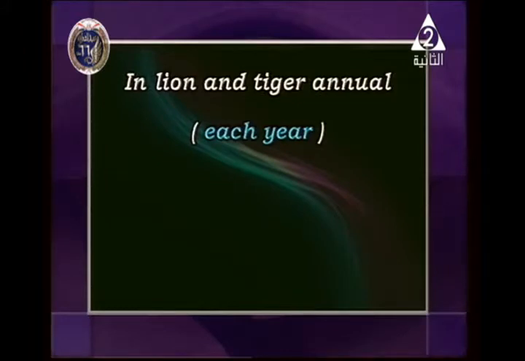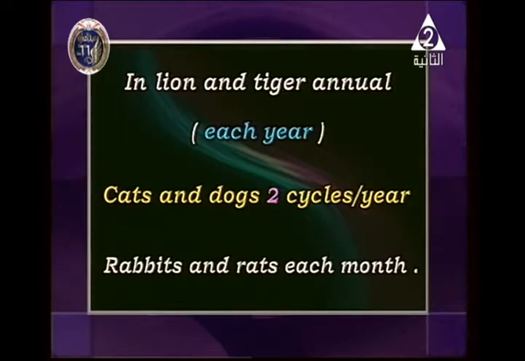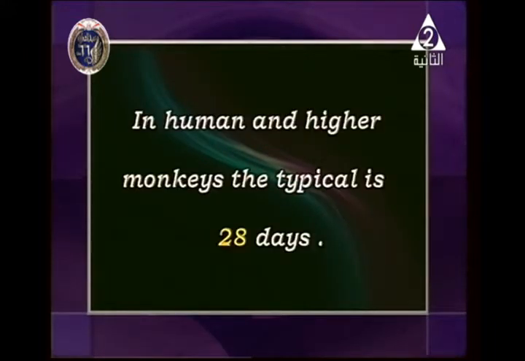in lion and tiger, the cycle is annual. I mean, each year the mature female can form just one ripe ovum, okay? While cats and dogs have 2 cycles per year. The mature female can form 2 ova per year, okay? Rabbits and rats, each month. In humans and higher monkeys, the typical cycle is 28 days, okay?